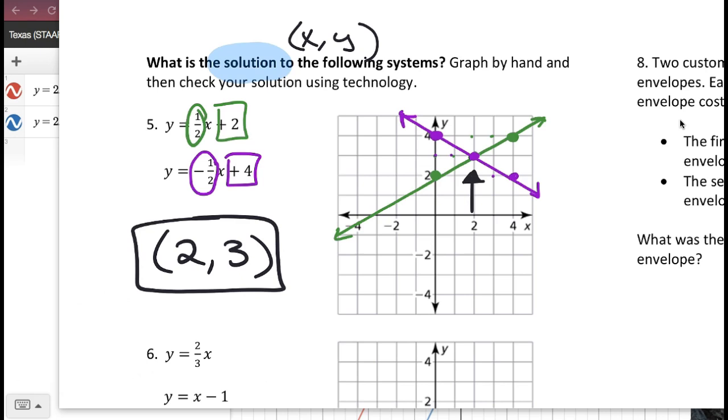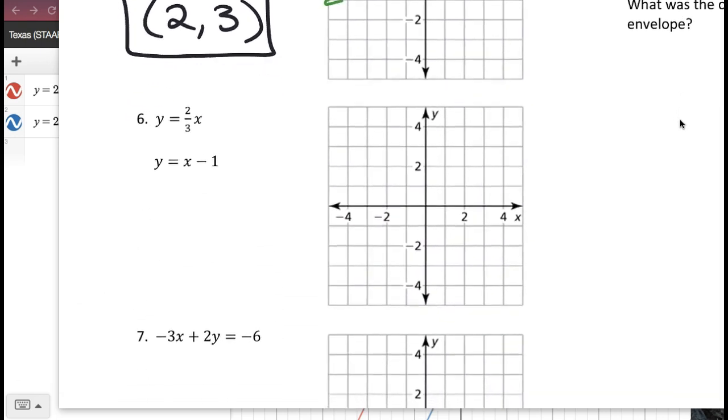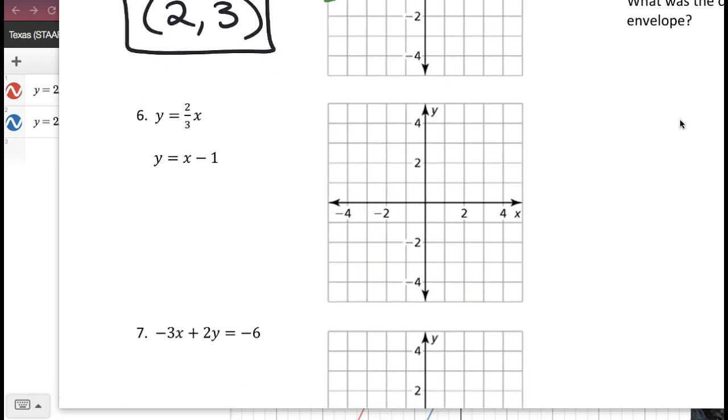Let's have you try one. Okay, number 6 is for you guys. I want you guys to pause the video and try graphing this system to find its solution.